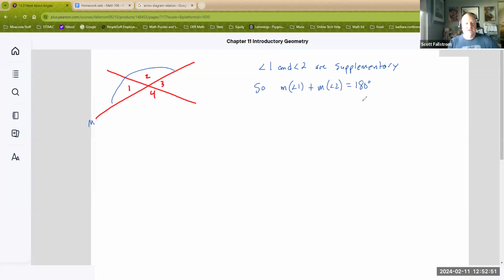Now that's definitely true. Let's go down another line though. Look at this one. There's another line, line N, and it's a straight line. And so that would tell me that angle 2 and angle 3 are supplementary.